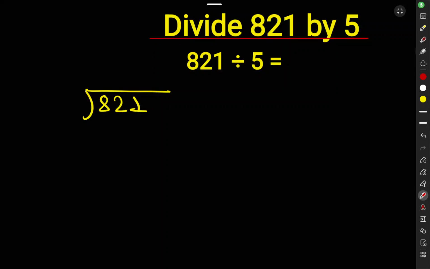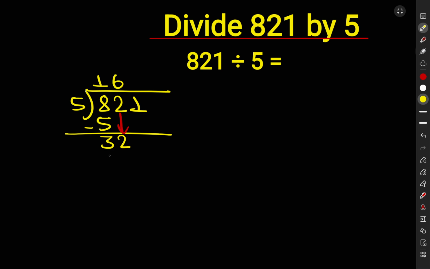Here we divide 821 by 5 in a long division method. 5 times 1 is 5. On subtracting we get 3. So now we put down this 2 and it is 32.